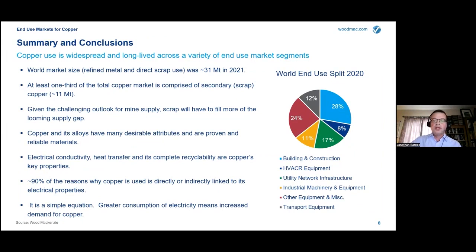So overall, it's a fairly simple equation in a global context. Greater consumption of electricity, whether it be in the form of electric vehicles or in land or offshore wind power, inevitably means there will be increased demand for copper. The chart on the right there just summarizes the global world end-use picture across these 6 end-use markets that I have been discussing today.